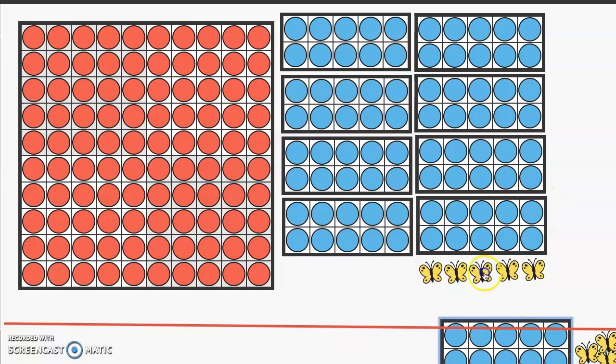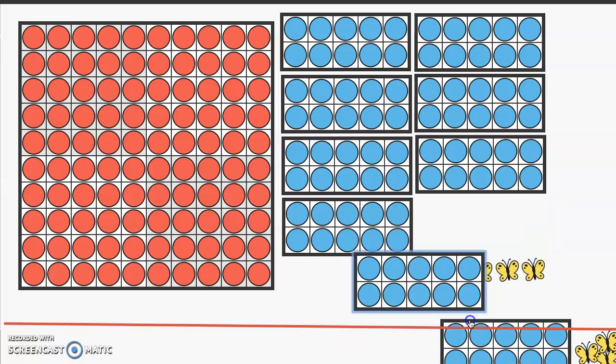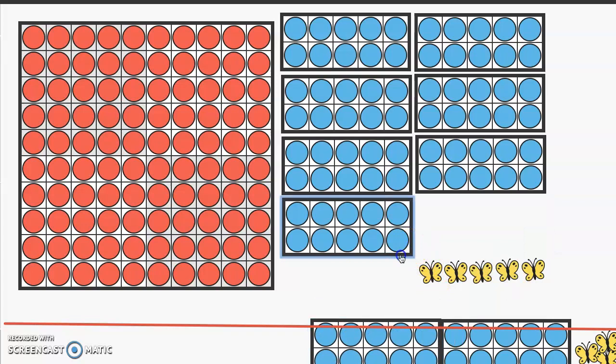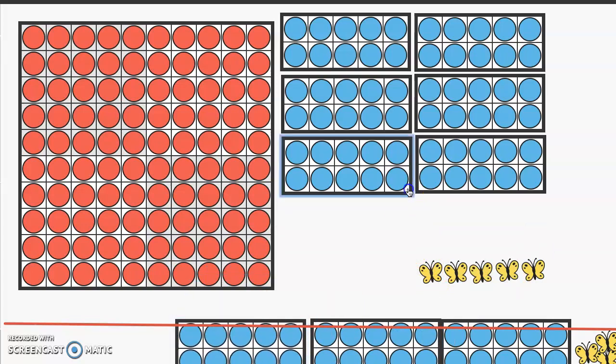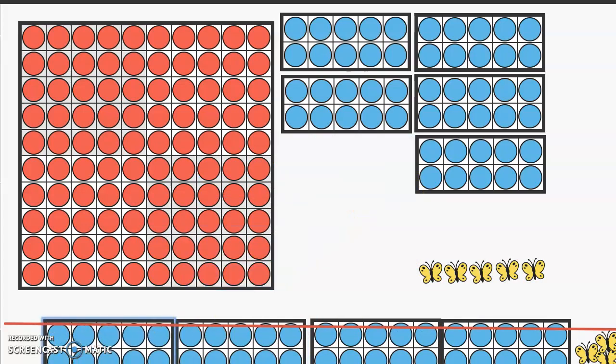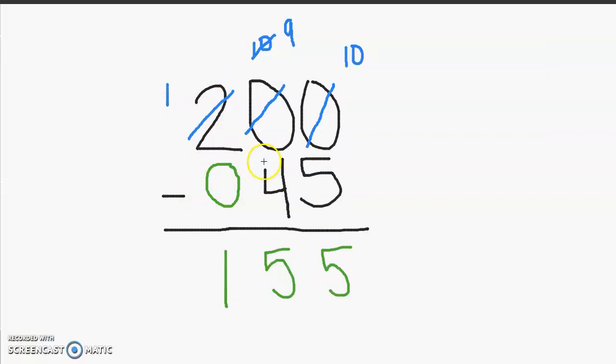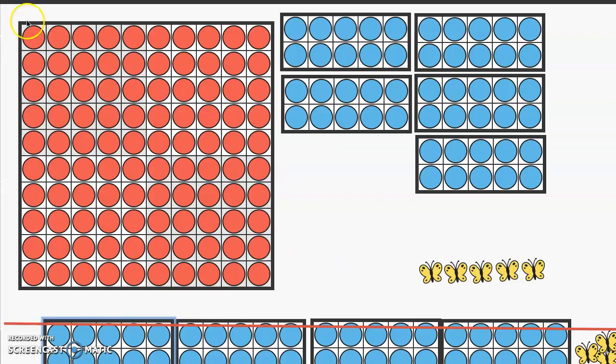1, 2, 3, and 4. There isn't another 100 to take away from, so that 1 stays there, and here it is. Then we can recount: 155. 1, 5.